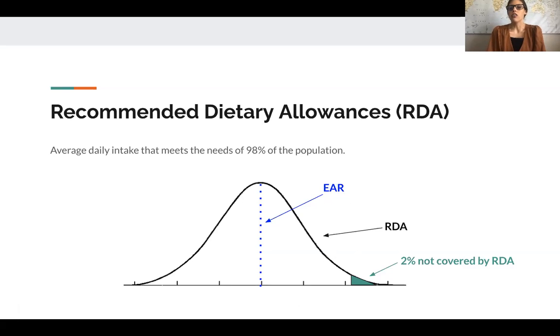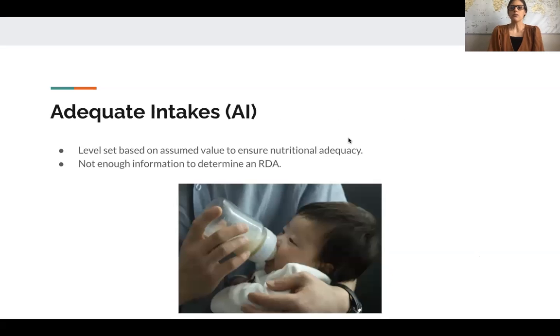Now, not all nutrients have an RDA. For some nutrients, there's just not enough information out there in order to determine what this recommended dietary allowance is. And when this is the case, we then determine adequate intakes. So adequate intakes, these are not necessarily based scientifically, but it's more of an assumed value based on observations.